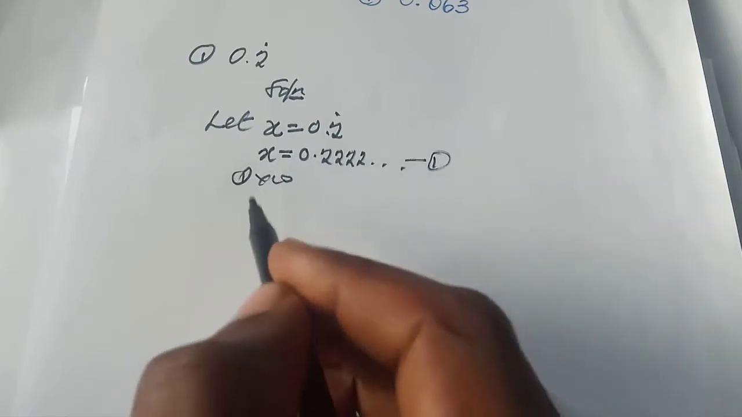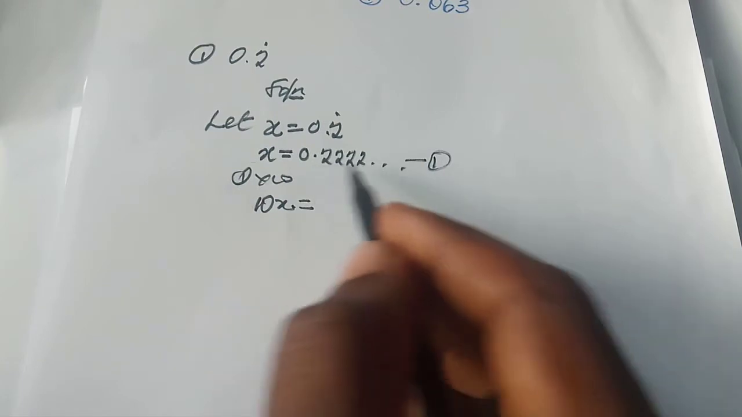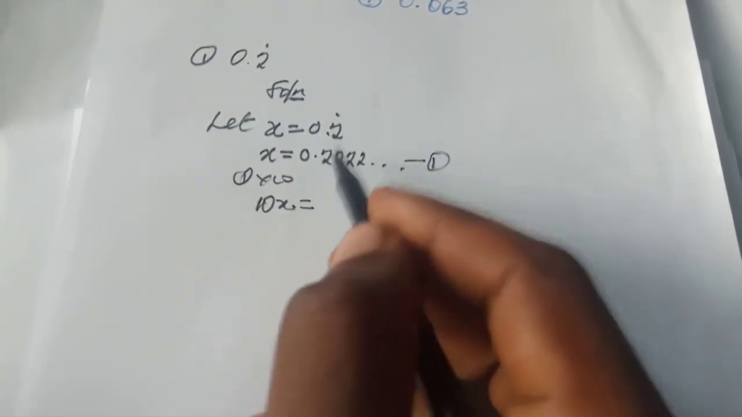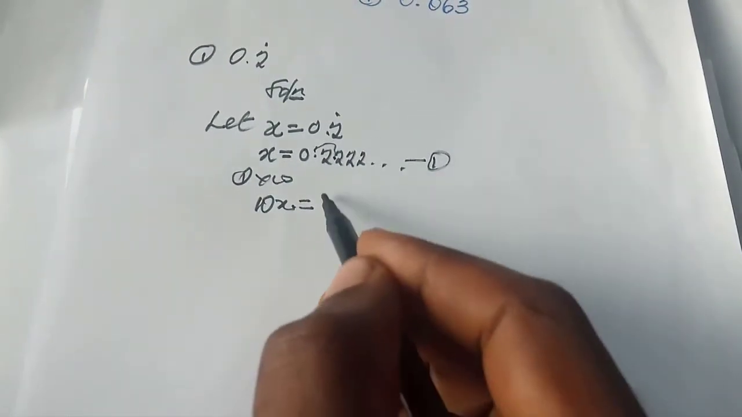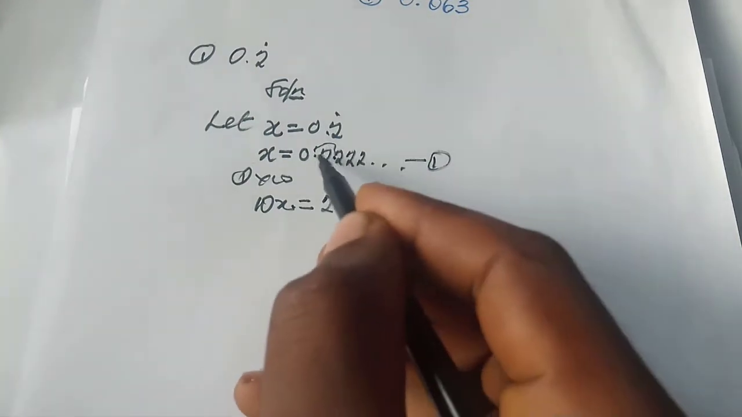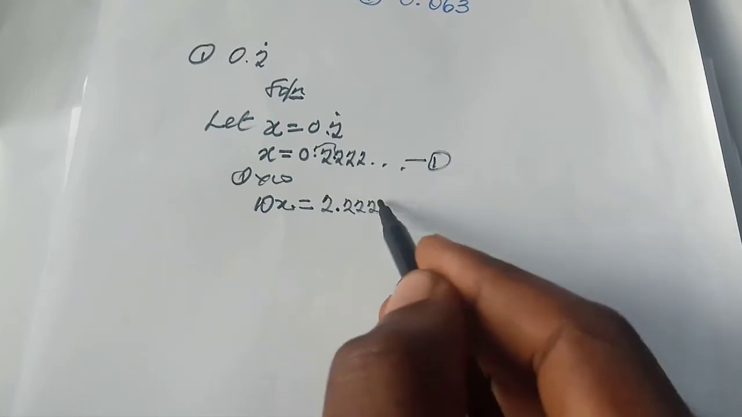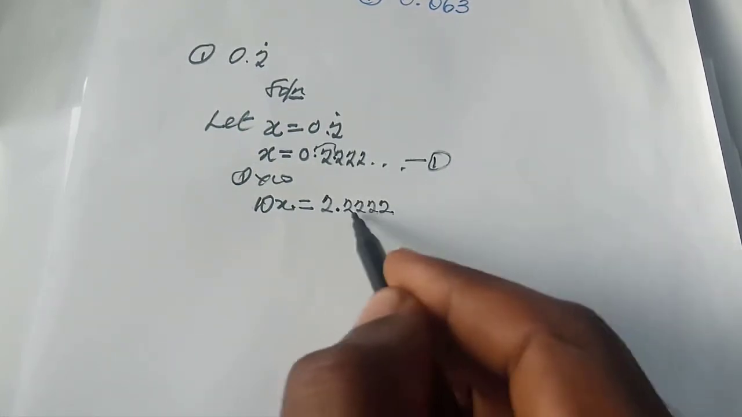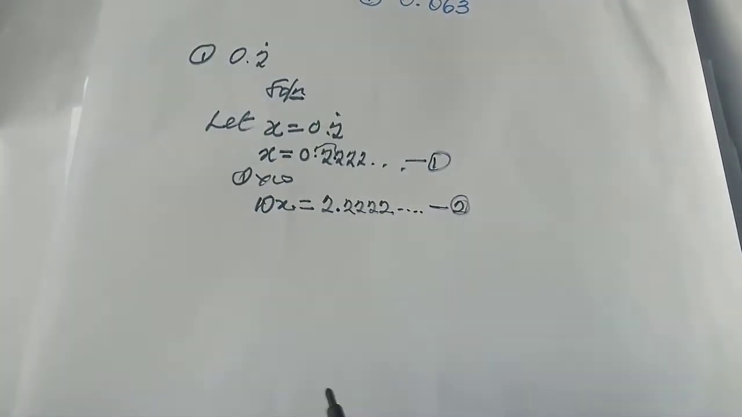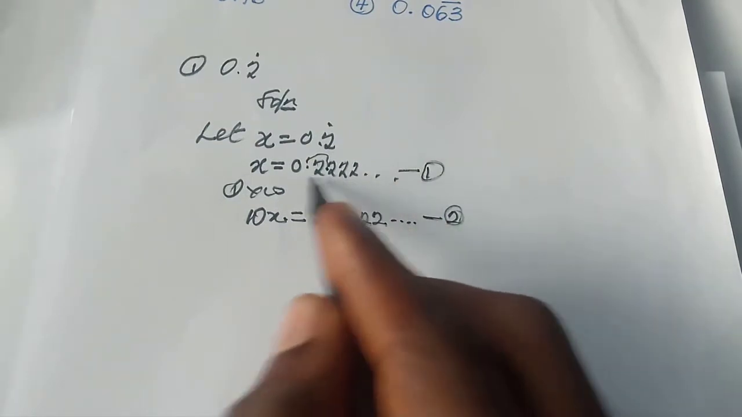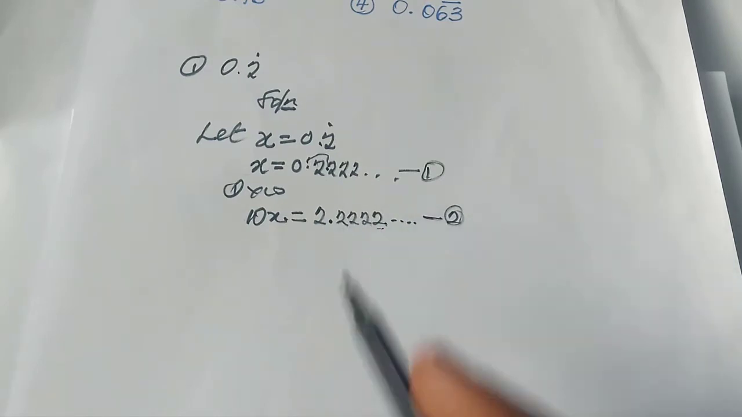If you multiply the left hand side by 10, you get 10x, equal to the right hand side multiplied by 10. Anytime you multiply a decimal by 10, the decimal point moves one step forward. And so the number is going to be 2.222, the decimal moves one step forward, and then we add another 2 because we want to keep the same number of digits after the decimal point. The number keeps repeating, and so we name this one equation 2. All right, and so now we have 2 equations.